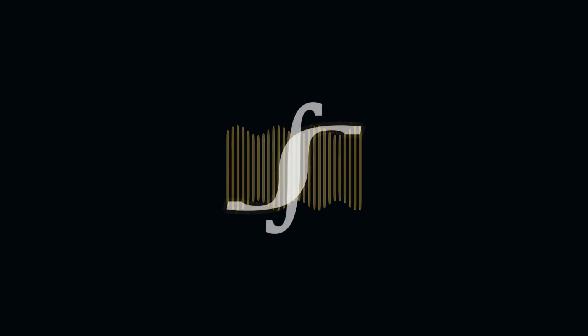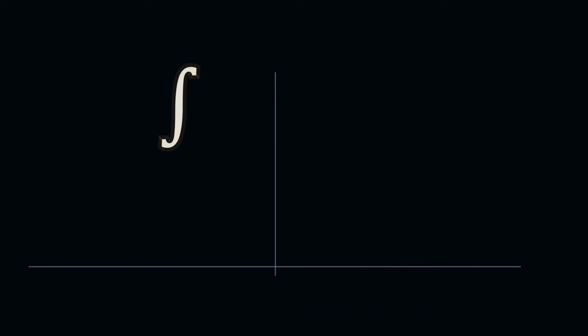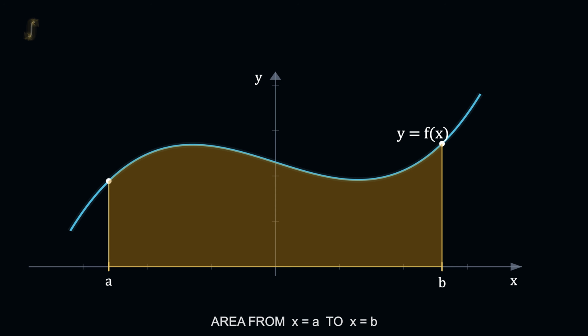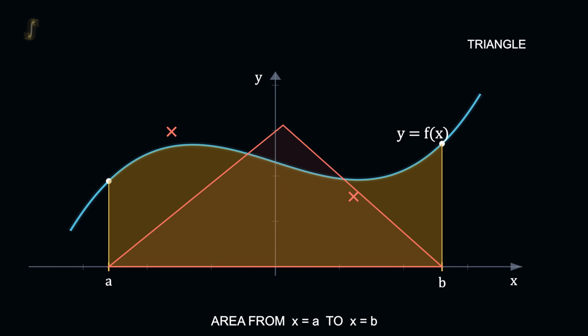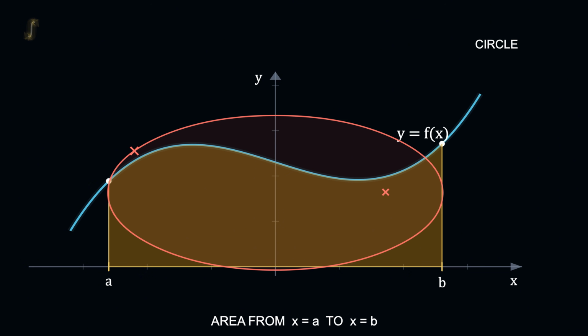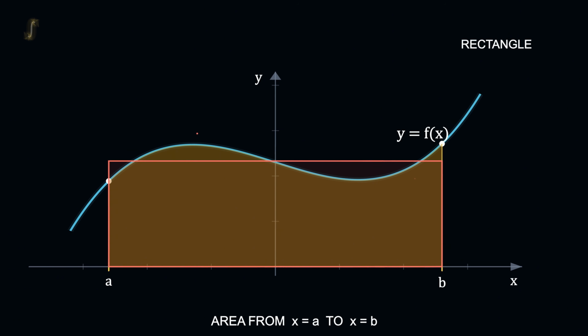That idea is integration. Let us begin with the most familiar interpretation of an integral: area. Suppose we have a function, and we want the area between its graph and the horizontal axis from A to B. For a rectangle, the calculation is easy: width times height. Triangles and circles also have familiar formulas. But this boundary is curved. Its height changes continuously, and no single standard shape fits it exactly.